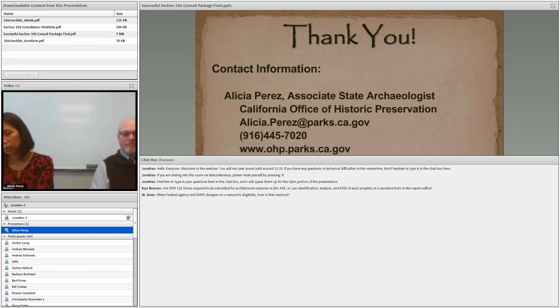Okay, and the second question, when a federal agency and SHPO disagree on a resource's eligibility, how is that resolved?